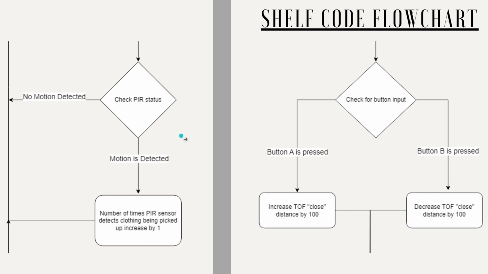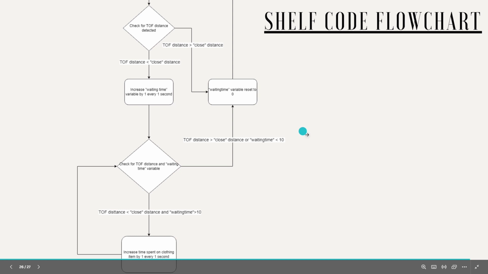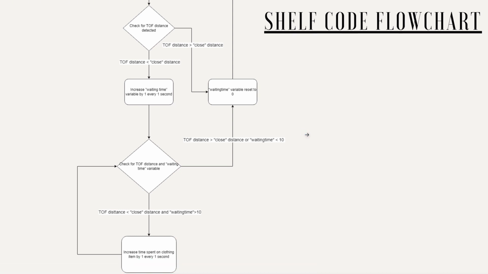On the left, you can see us checking for the input of the PIR sensor, and on the right, you can see us checking input on the buttons, in which if button A or B is pressed, will increase or decrease the TOF close distance. Finally, we will check on the TOF sensor to see if someone is nearby the shelf, and to also check how long that person stays nearby that shelf.